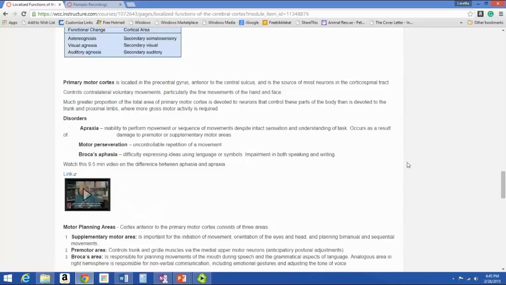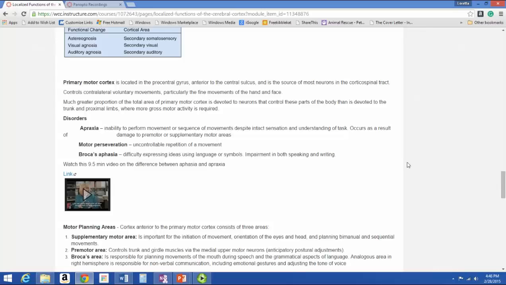So the primary motor cortex is located in the precentral gyrus. It's anterior to the central sulcus, and it's the source of most of the neurons in the corticospinal tract. Those are the upper motor neurons. It controls contralateral voluntary movements, particularly the fine movements of the hand and face. There's a much greater proportion of the total area of the primary motor cortex devoted to neurons in the hands and face than in any other part of the body. There's a lot of area devoted to fine motor skills, and the gross motor activity has less area. Makes sense, right?